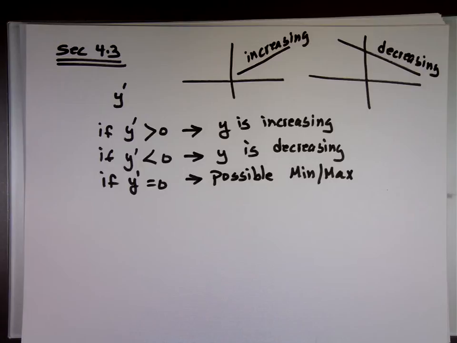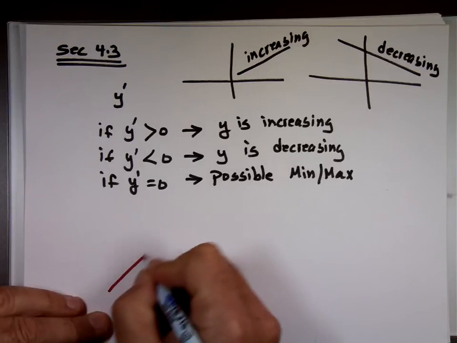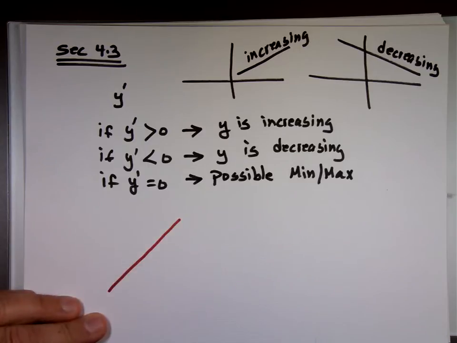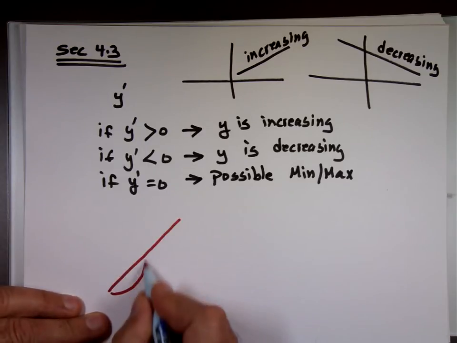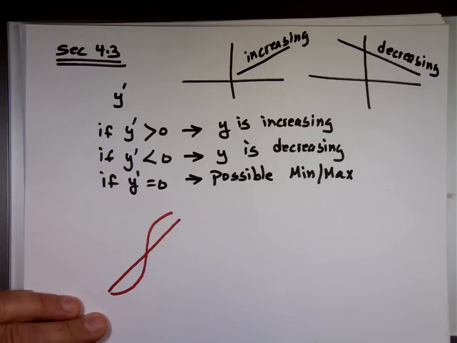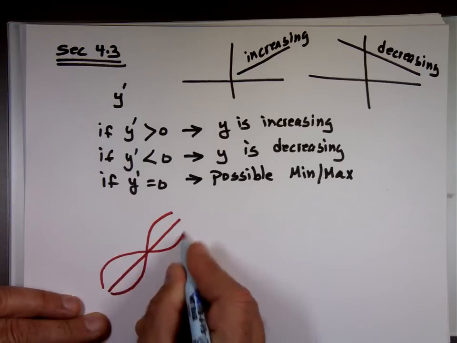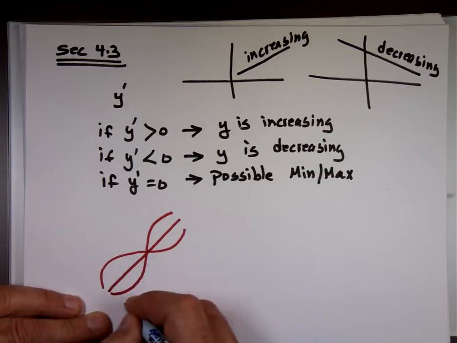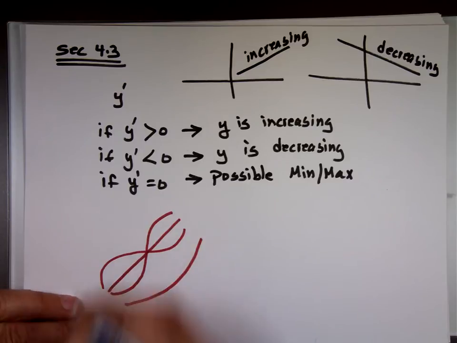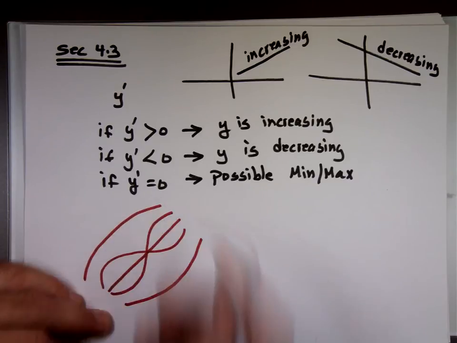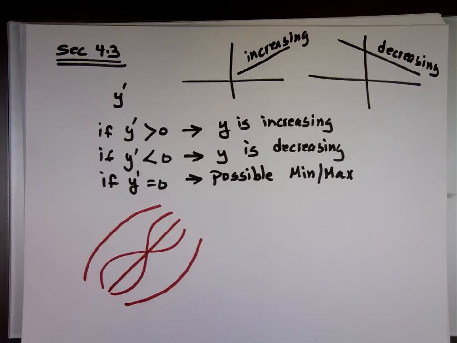Now, the problem with this, when we say increasing, watch this. This is an increasing function, right? This is also increasing. That's increasing. That's increasing. That's increasing. So the first derivative does not tell us how the function is increasing. It just says increasing.